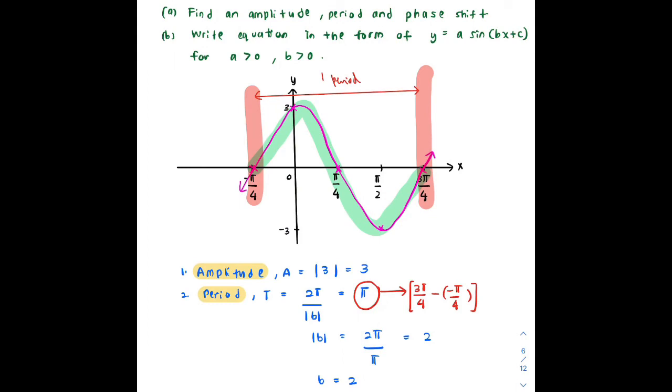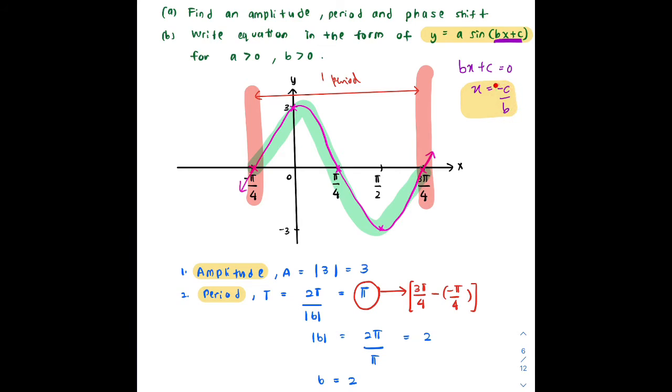Next, let us focus on finding c. So from the equation given here, this is the general equation. Therefore, let us find what is the phase shift. For phase shift, let us focus on the expression inside the bracket here. So let's solve for x. bx plus c equal to 0. So x is equal to minus c over b. Therefore, this is the value of your phase shift.